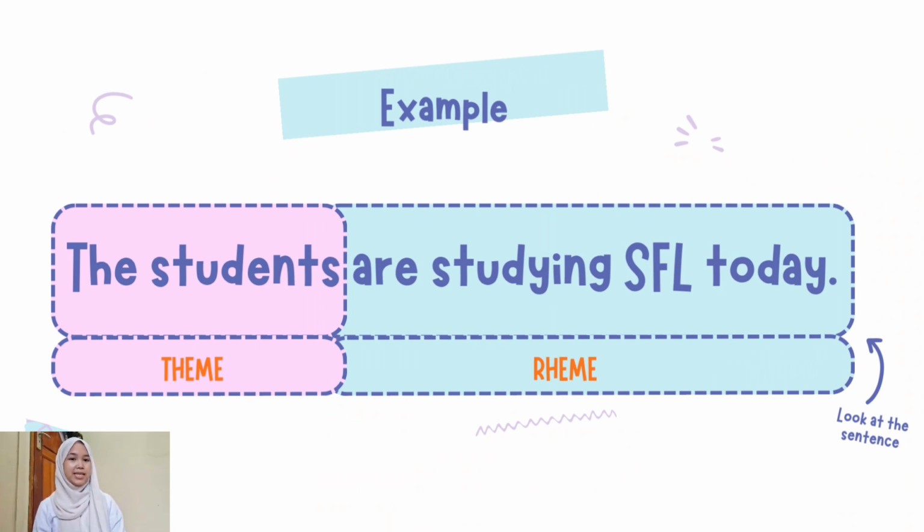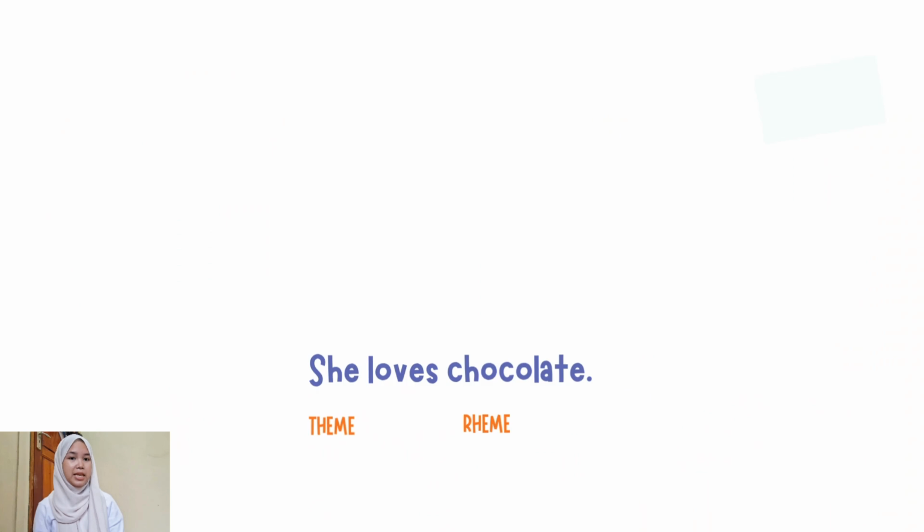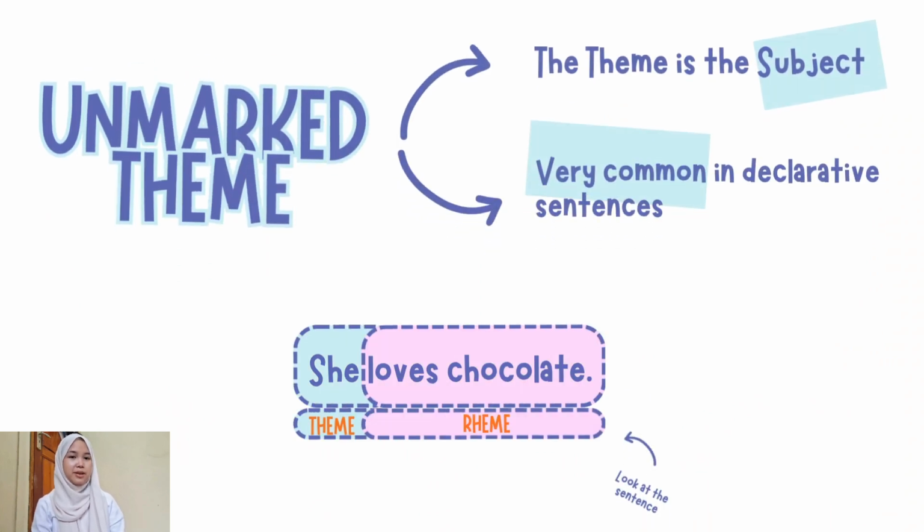In theme and rheme analysis, there are two main types of theme, which are unmarked theme and marked theme. An unmarked theme happens when the theme is also the subject of the sentence. This type of theme is very common, especially in declarative sentences that we use in daily communication. For example, in the sentence, she loves chocolate, the theme is she. At the same time, she is also the subject of the sentence. Because the theme and the subject are the same, this sentence has an unmarked theme. Unmarked themes are simple and natural, and they are often used in everyday language.